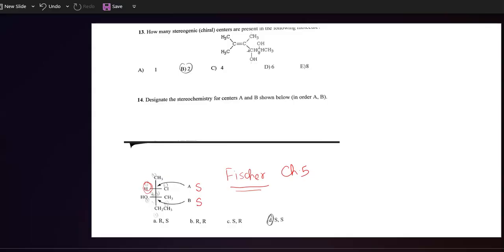Here again, see, this is my lowest priority, right? So that's also on a horizontal bond. So whatever direction you get, if it is clockwise or anti-clockwise, you do that and then you swap your answer.